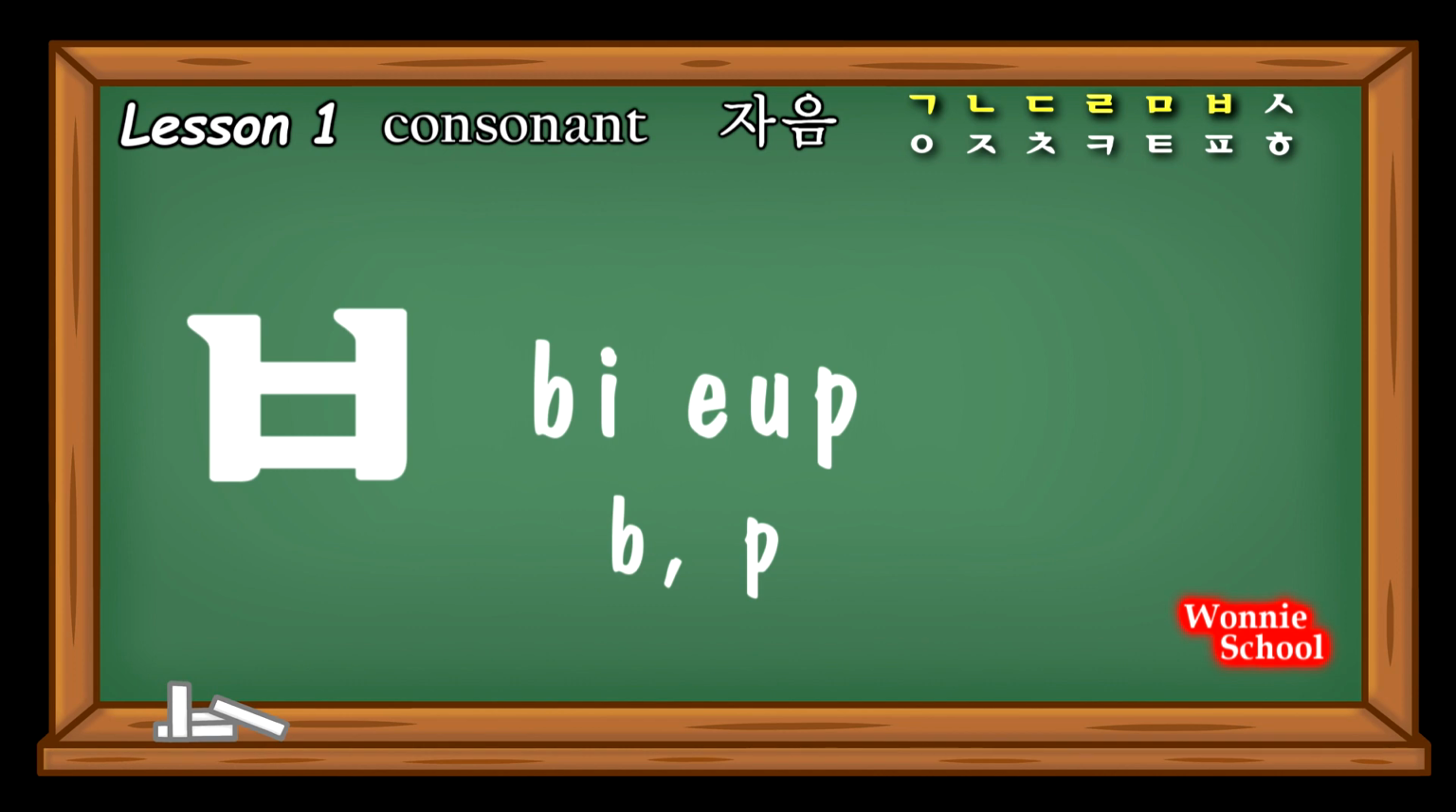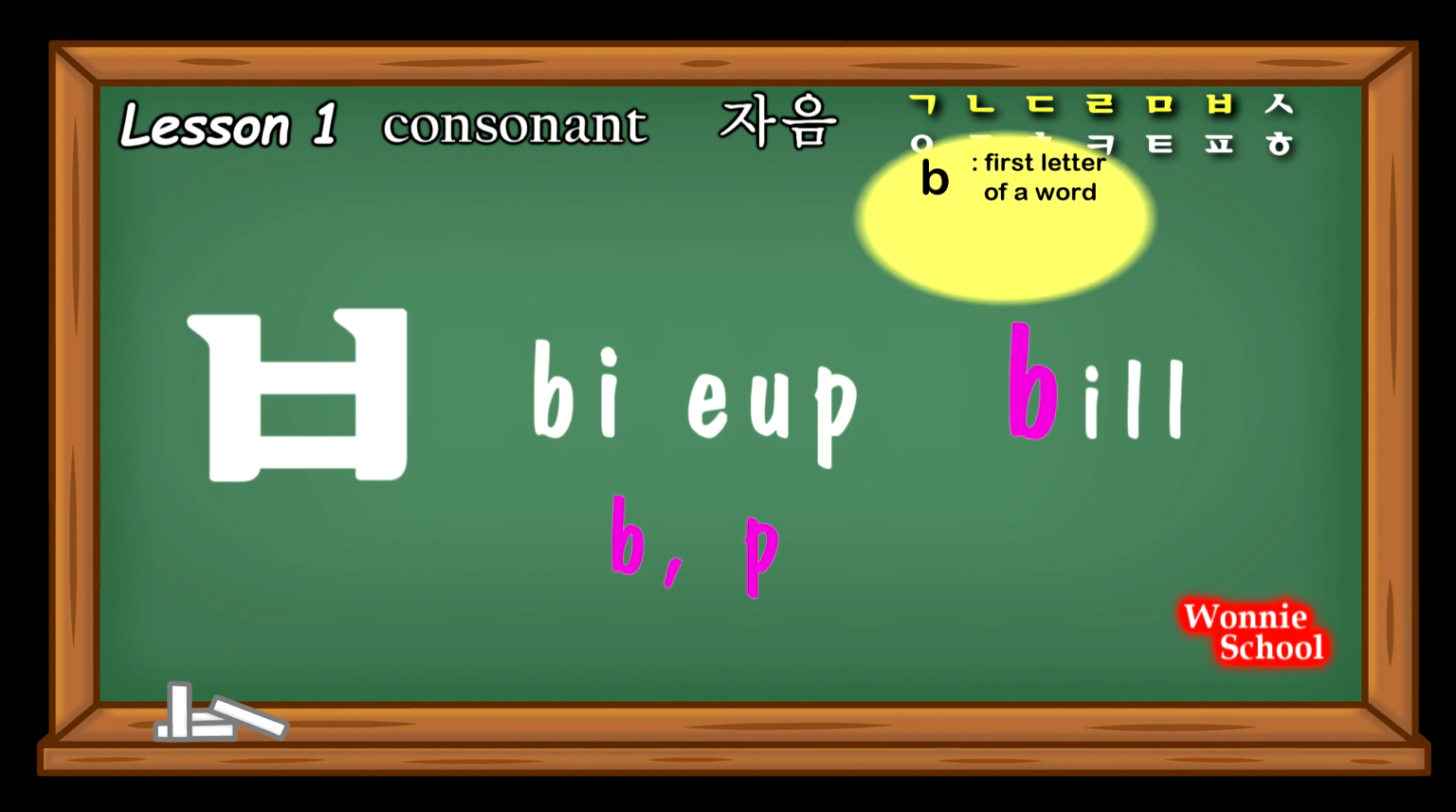비읍. It has B sound and also P sound. I'm gonna explain in a simple way. So basically, it has the sound B when you use this letter as the first letter of one word. And it has the sound P when you use this letter as the last consonant, the ending consonant of the word. Let's say if there is this word Bob, it's gonna be pronounced like pop.